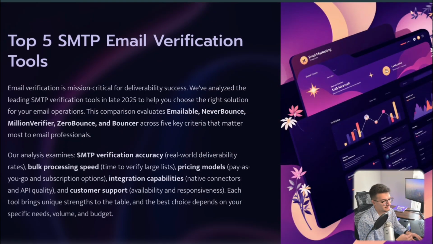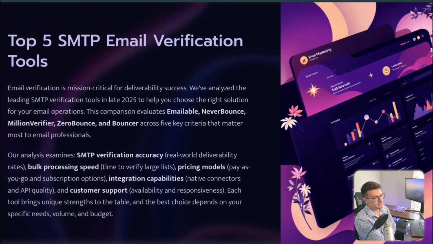Now, the things that we're going to be testing today is going to be the accuracy. We want to make sure that they are valid and accurate and good to send to. We want to make sure that it has a good speed. I don't want to wait around forever for my list to finish. We want to make sure that the pricing model is valid and makes the most financial sense, especially at scale. And then we also want to make sure we can integrate it to our different tools if need be for future purposes, and the customer support must be good as well. All right, so without further ado, let's get right into it.